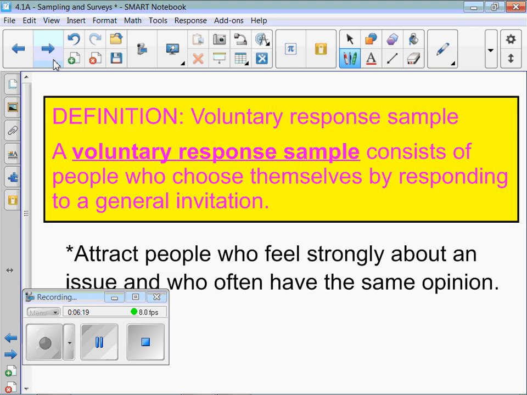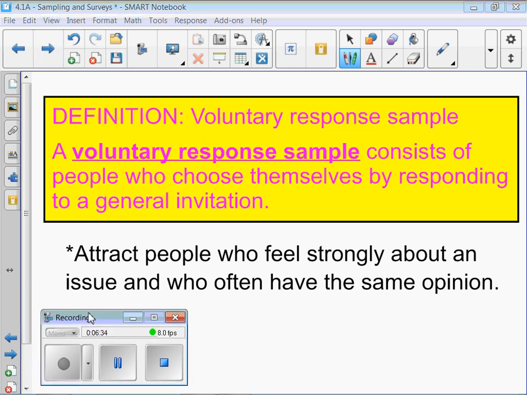So another example of bias where you're probably going to get an underestimate or overestimate is called a voluntary response sample. So this consists of people who choose themselves by responding to a general invitation. And so voluntary response typically is going to attract people who feel the same way about something.